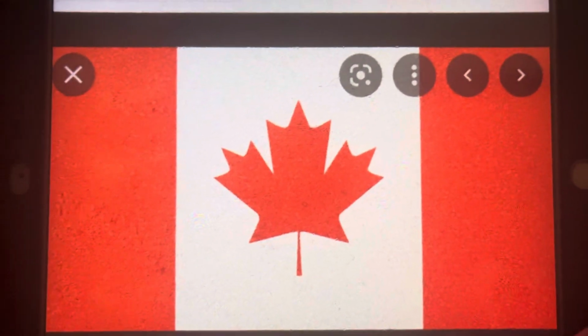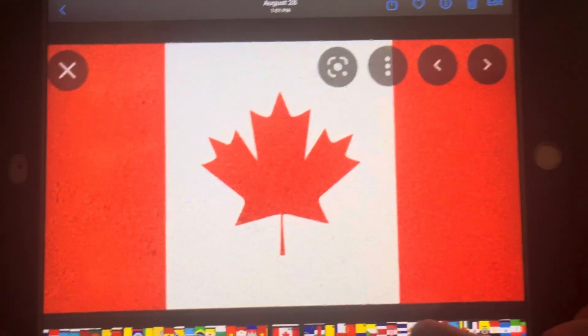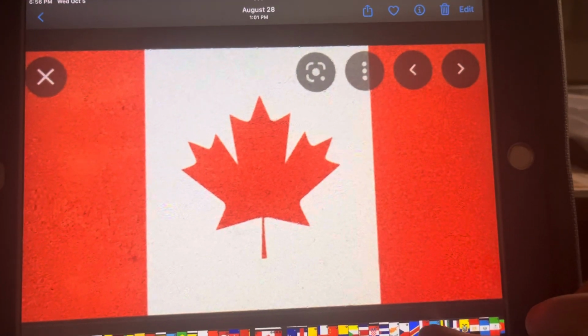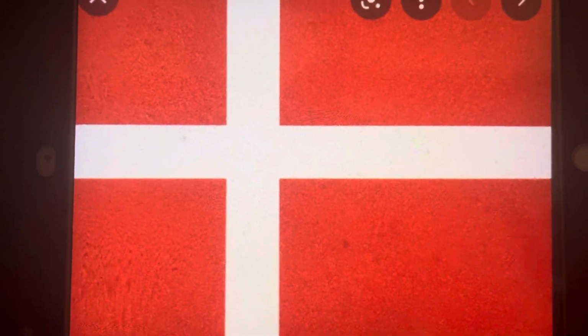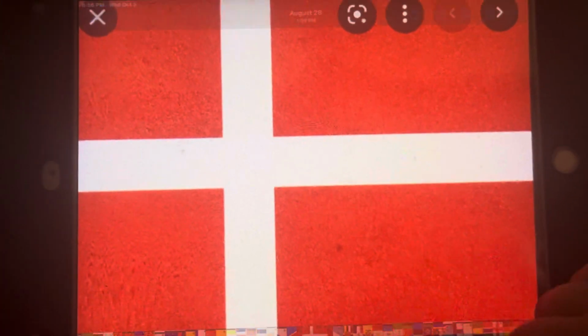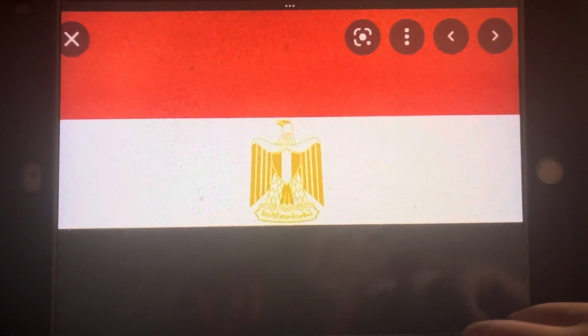C is for Canada. C. D is for Denmark. D. E is for Egypt.